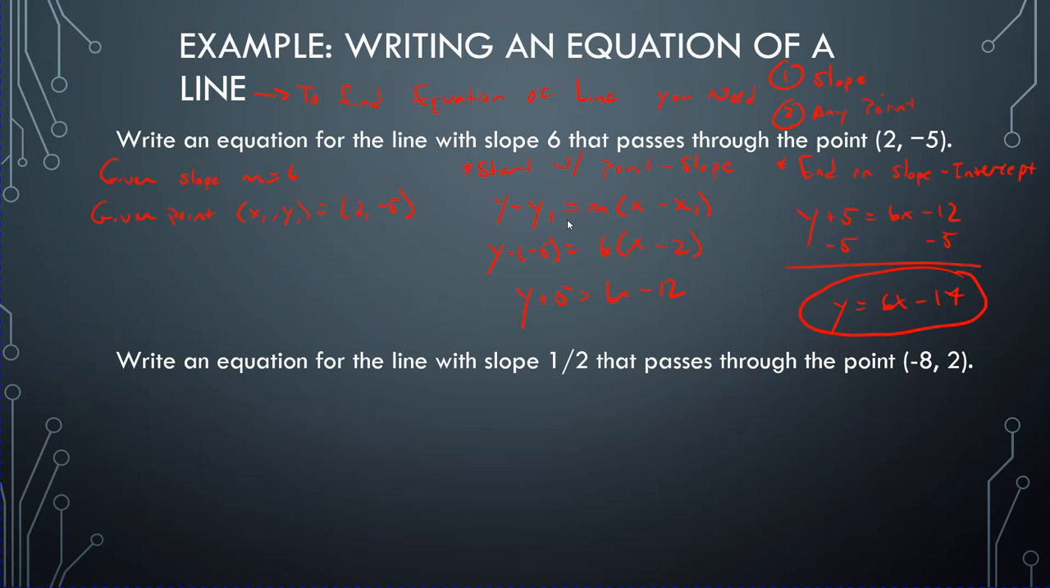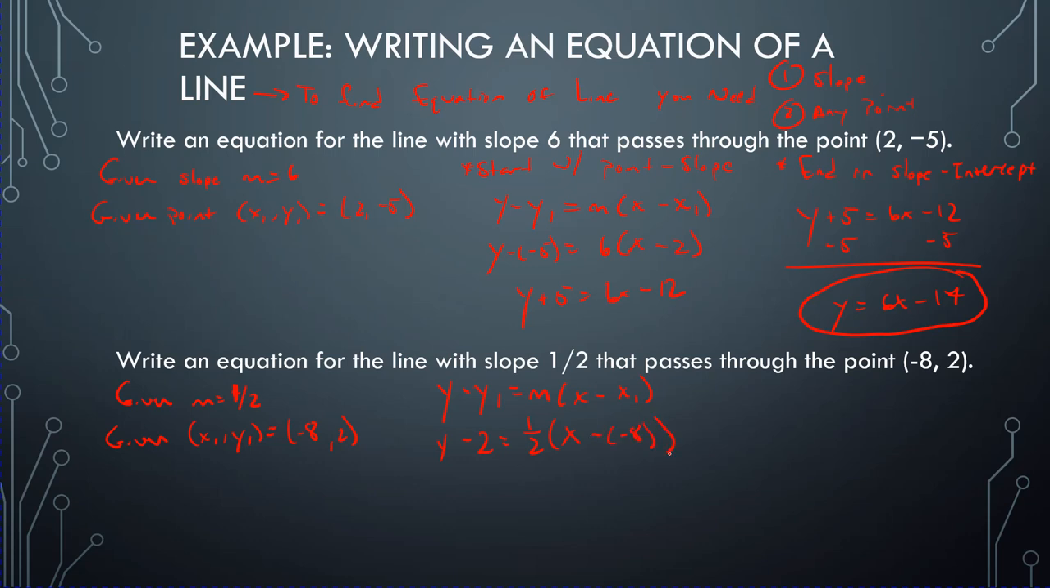So write an equation of a line with slope 1/2. Okay, so you're given m is equal to 1/2. And you're given the point minus 8, comma 2. So look, again, you're going to start with the point slope. So it's y minus y1 is equal to m times x minus x1. So it's y minus 2 is equal to my slope, which is 1/2, times x minus x1. So this is minus 8.